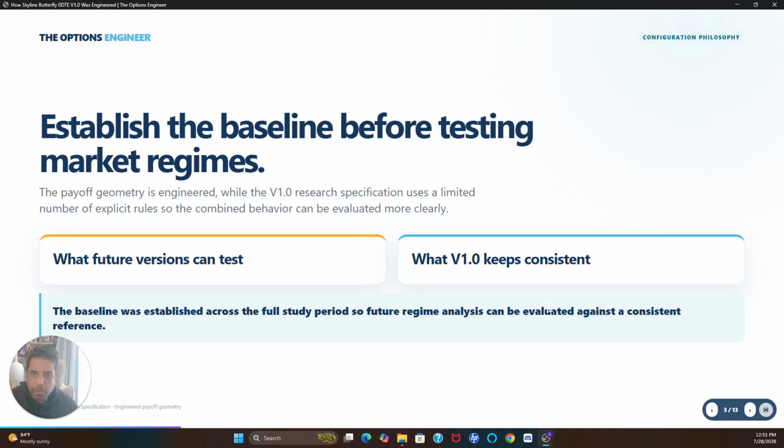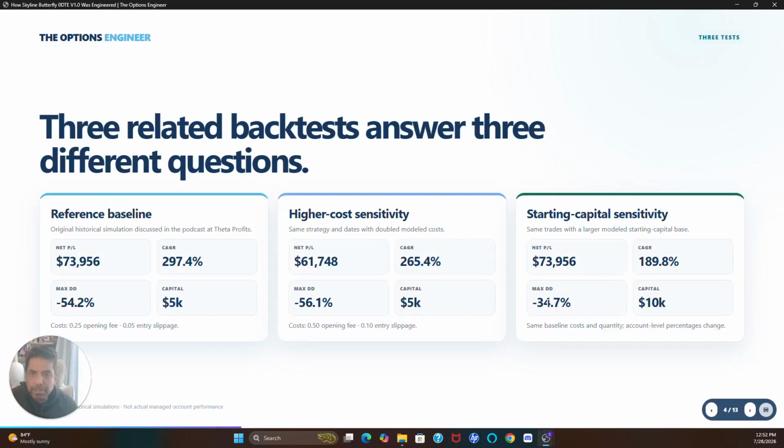Regime analysis remains important, but I prefer to begin with a stable baseline and then evaluate additional conditions one at a time. That makes attribution clearer and helps show whether a change improved the structure, changed the trade-off, or only improved the specific historical segment. I published 3 related tests because they answer different questions.